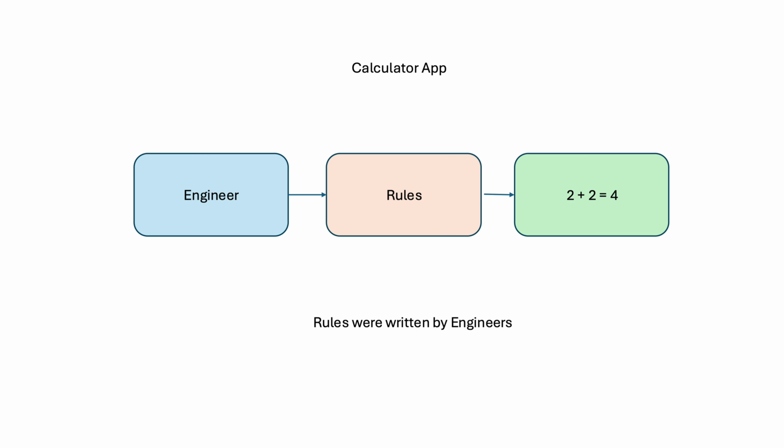The user gives an input. The calculator follows the instructions we wrote. And it produces an output. Let's say the user enters 2 plus 2. The calculator does not think. It does not understand mathematics. It simply follows the rules we created. The important thing here is the intelligence is in the code written by humans.